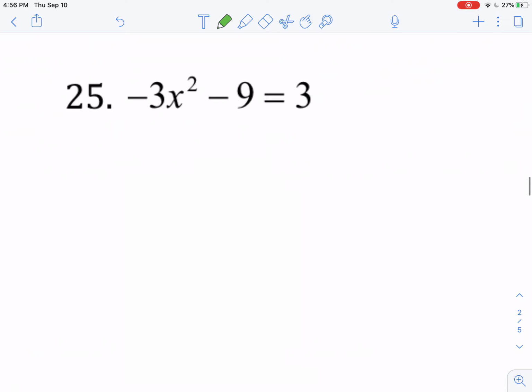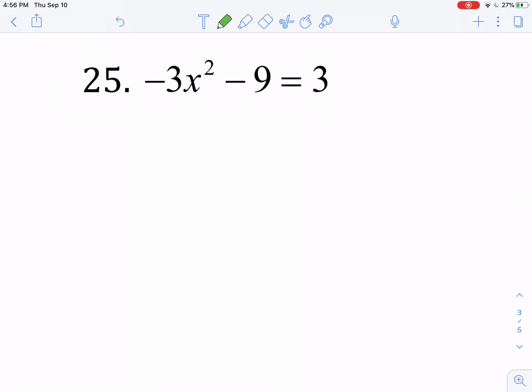All right, let's try 25. Again, notice in 25, I only have one x, and it's being squared. So I'm going to, again, use the square root method. I need to start by getting x squared by itself. Notice there's a negative 3 in front of it and a minus 9 behind it. When we try to isolate, we do PEMDAS backwards, order of operations backwards.